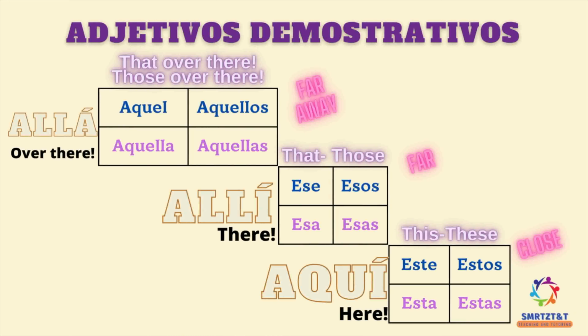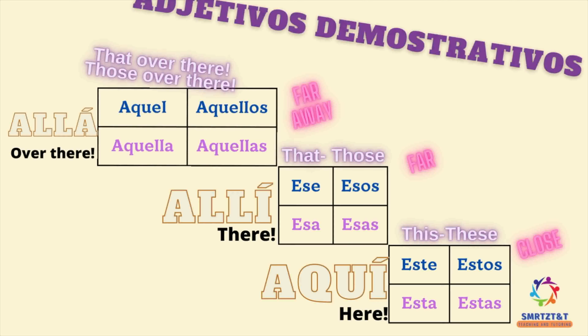Adjetivos demostrativos, you can see aquí, allí, allá. Aquí, here, there, over there. I want you to keep in mind those. These, este, estos, esta, estas. That, those, ese, esos, esa, esas. And of course, aquel, aquellos, aquella, aquellas. That over there, those over there.